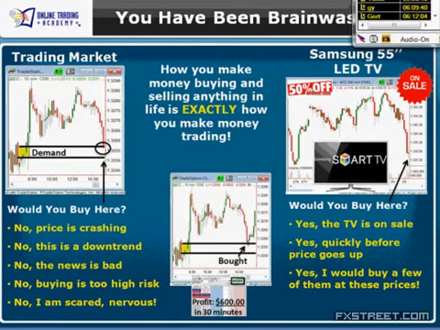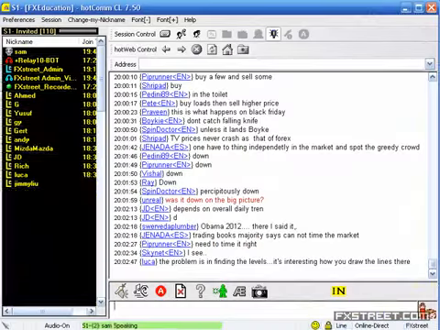All right. So the markets are kind of stalling out in this area. We've hit those opposing levels. Not a whole lot of movement going on.